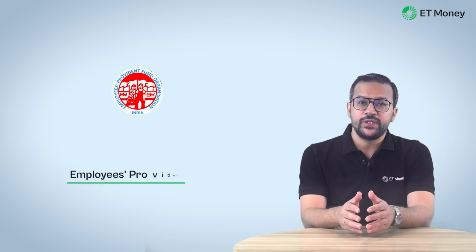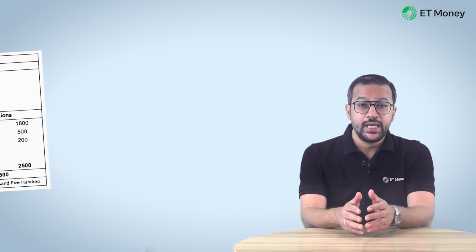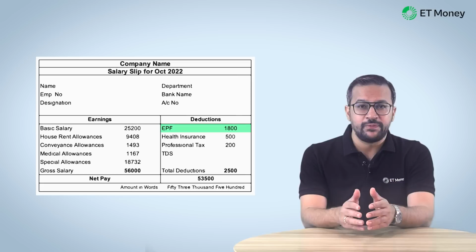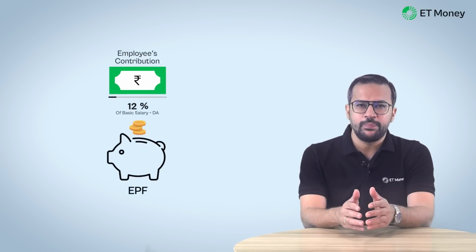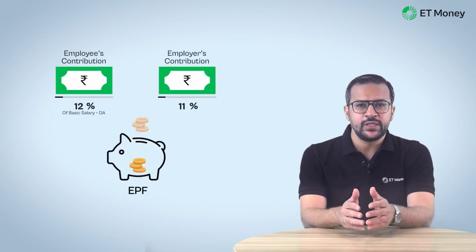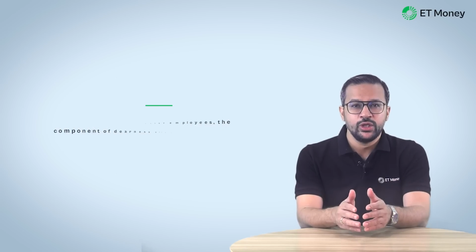The Employees Provident Fund or the EPF is perhaps the first investment that most of us make. If you check your salary statement, you will find the EPF, or as they are more commonly called PF deductions, mentioned. You contribute 12% of your basic salary plus dearness allowance to it, and your employer matches it with another 12%. Now, for most private sector employees, the component of dearness allowance is not there, as it is generally applicable for government employees. So for most of us, it's just 12% of the basic salary.